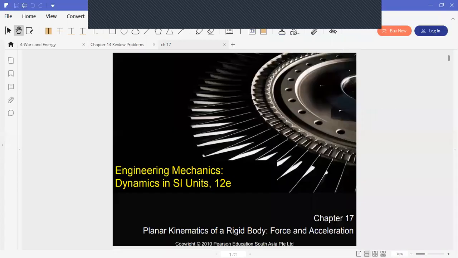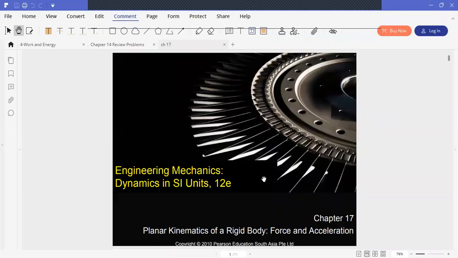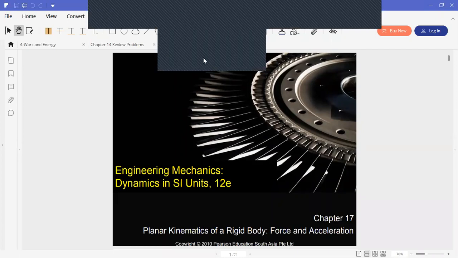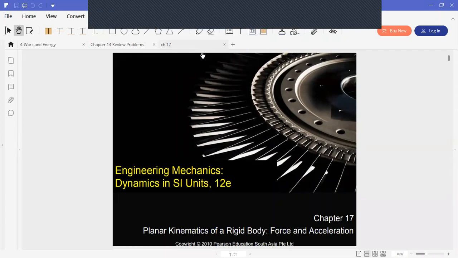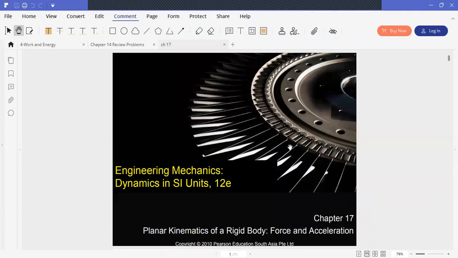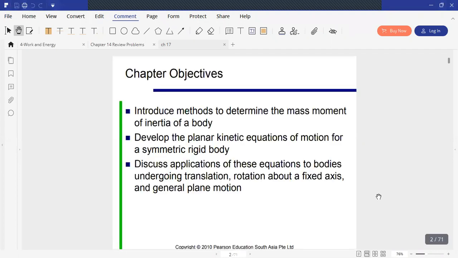So in the previous chapter, we studied kinematics of a rigid body, and now we will consider kinetics of a rigid body. So we will relate force and acceleration and moment and angular acceleration. It's very similar to what we did in chapter 13 for a particle, but now because we are considering a rigid body, we should solve two equations in kinetics: sum of forces equals ma and sum of moments equals I alpha. So this is the objective of this chapter.